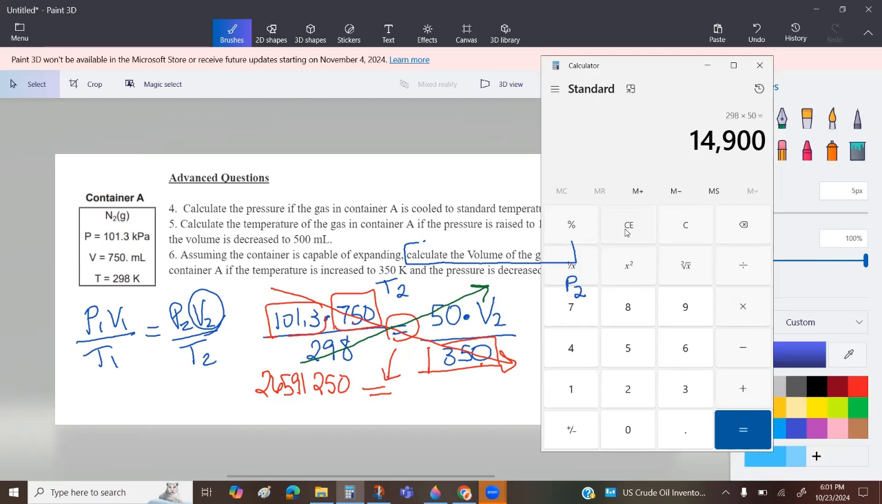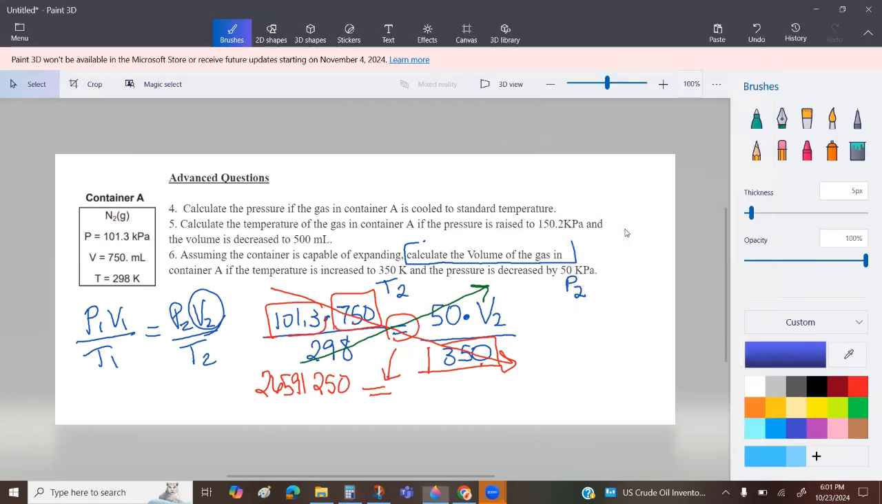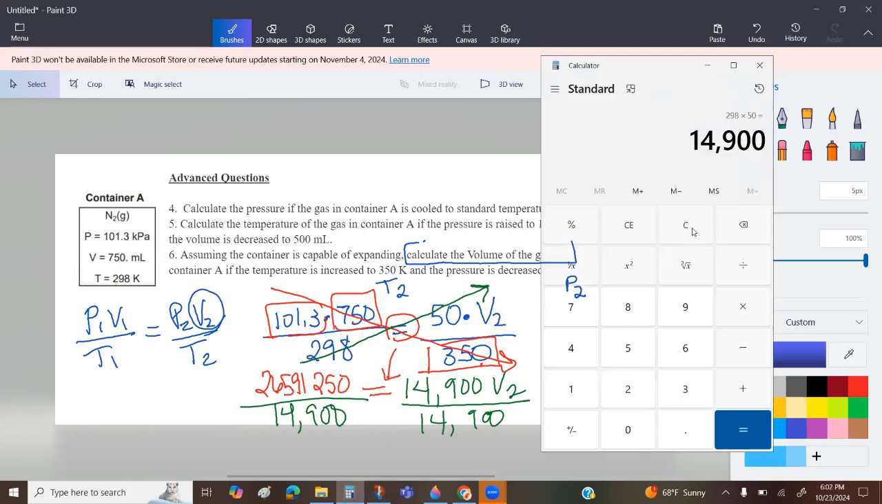Which is 14,900. Okay, divide both sides by 14,900. Most of what you're going to have trouble with is just making sure you consistently keep track of everything and stay focused through the whole thing so that you don't drop numbers or make silly mistakes. So 26,591,250 divided by 14,900.